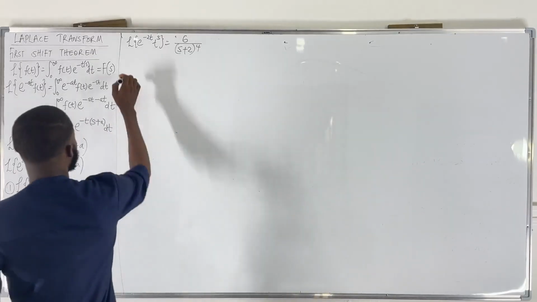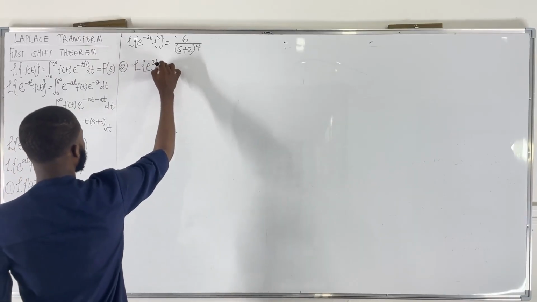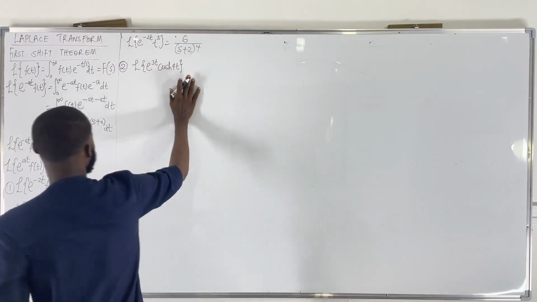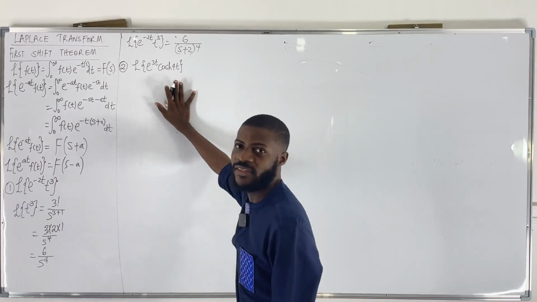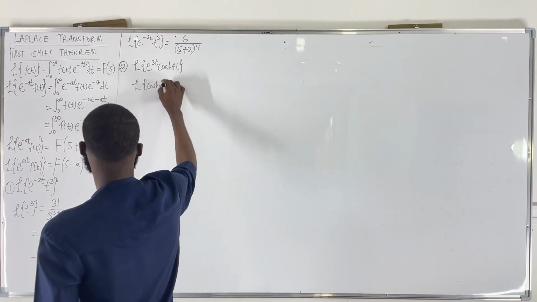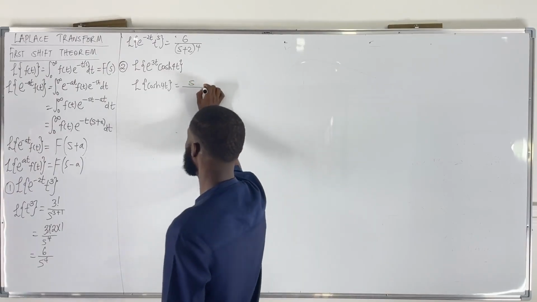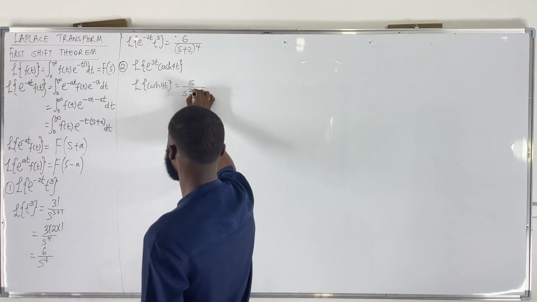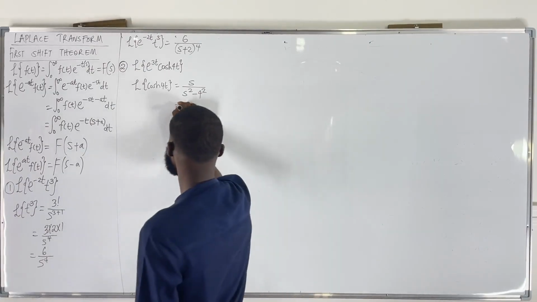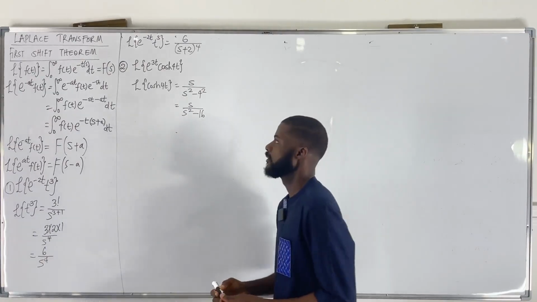Let's take a look at another example. 2. We have the Laplace transform of e to the 3t cos, let's say 4t. And this is what we have. So the first thing you will want to do is to find the Laplace transform of cos 4t. And remember what this would be. So this would be s divided by s squared minus 4 squared. This is what this is going to become. So this is s divided by s squared minus 16.